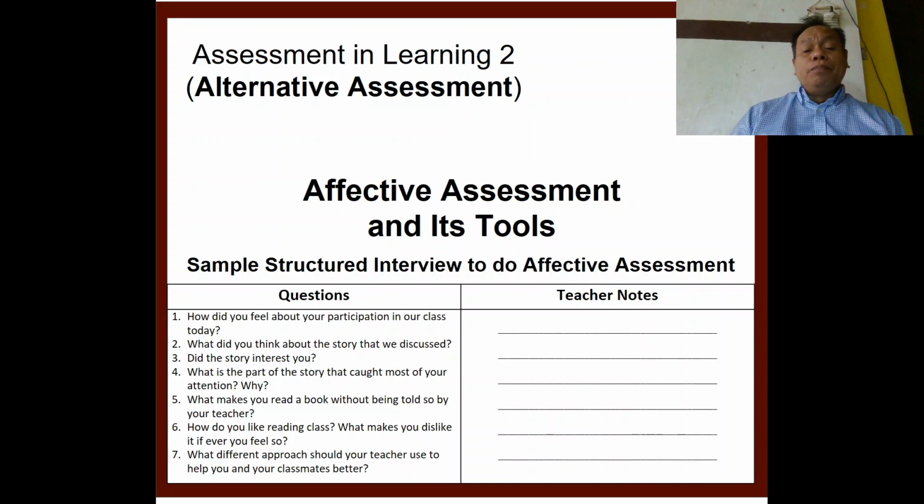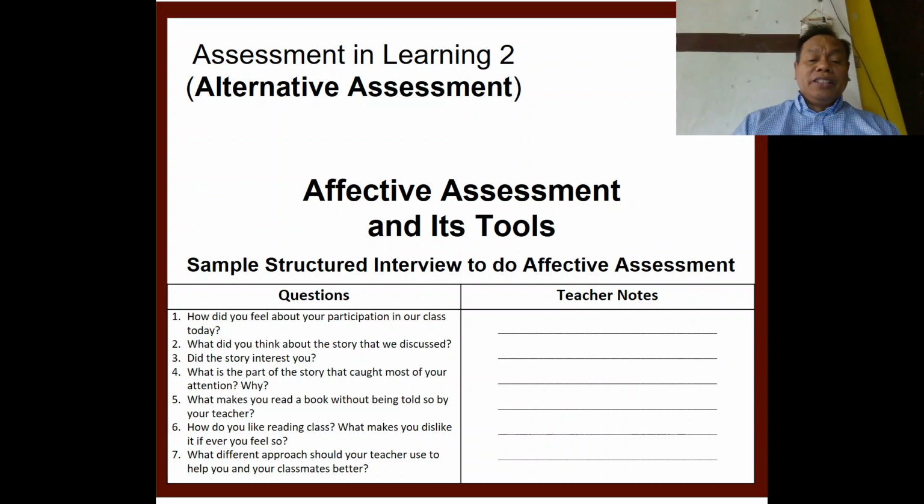What makes you read a book without being told so by your teacher? How do you like reading class? What makes you dislike it, if ever you feel so? And the last question is, what different approach should your teacher use to help you and your classmates better?